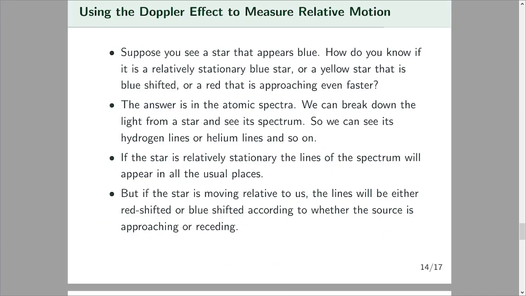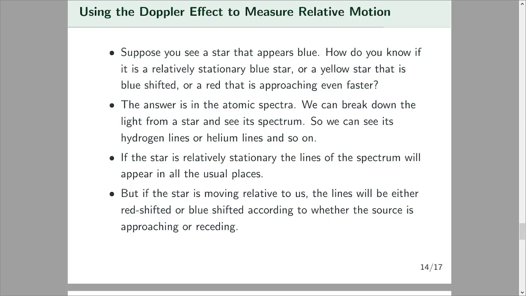So suppose that a star appears blue. Here's the question. You see a star in the sky and it's blue. How do you know if it's a relatively stationary star? In other words, it's like the car that's not moving and it's just emitting blue light because it's blue, or if it's a yellow star that's blue shifted because it's approaching you, or if it's a red star that's approaching you even faster. That's a tricky question. When the star appears blue, how do you know why it's blue?